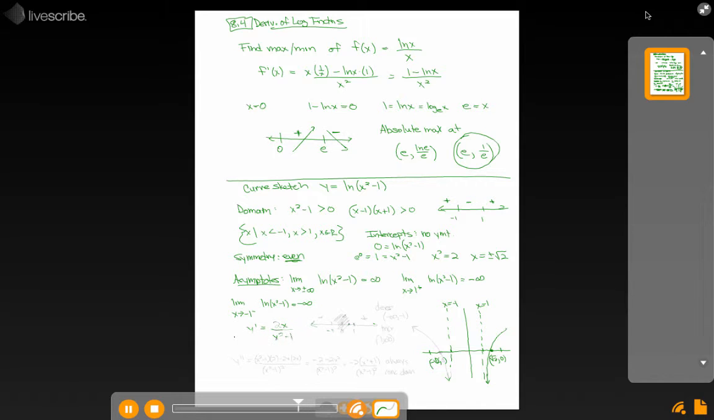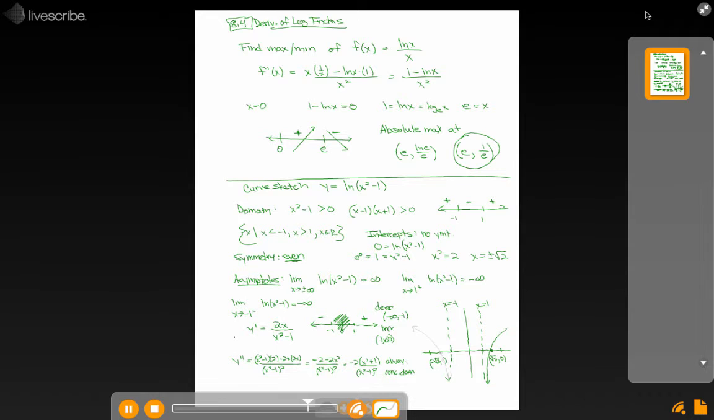First derivative, relatively easy to take. You get y prime equals 2x over x squared minus 1. Critical numbers being 0, 1, and -1, but 0 is not even in our domain, so we don't really need to look in between there. And if you look to the left of -1, you'll be decreasing. To the right of +1, you'll be increasing.